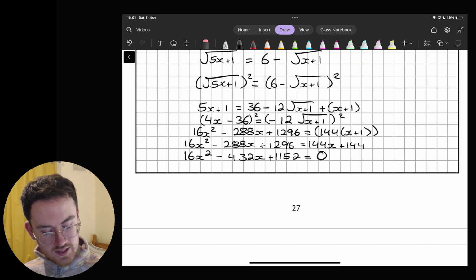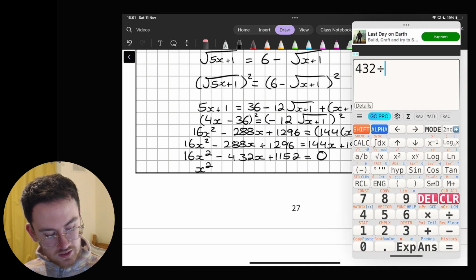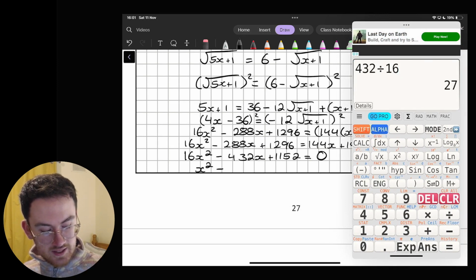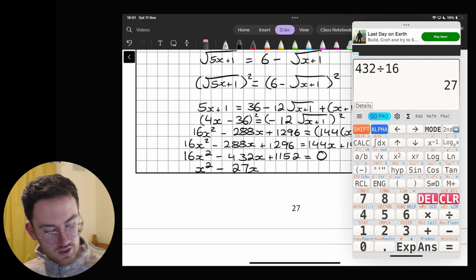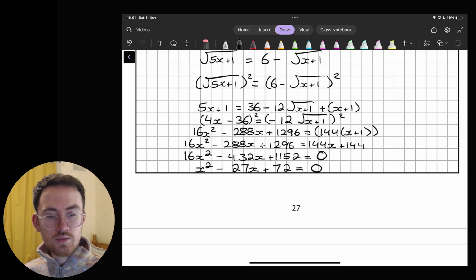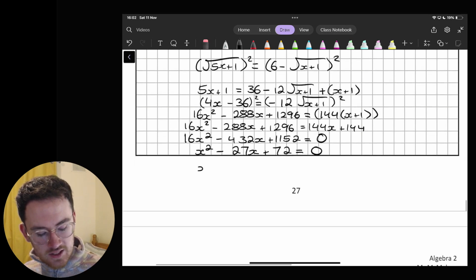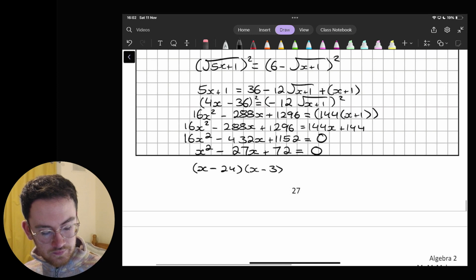Now, if we look at this here, we can actually divide across by 16 by a process of elimination. We can always see if our leading coefficient divides in, because if the whole thing divides in, that leaves things a little bit easier for us. Plus 72. So two numbers that multiply to give me 72 and add to give me 27. It's actually going to be minus 24 and minus 3. So I get x equals 24 and x equals 3.